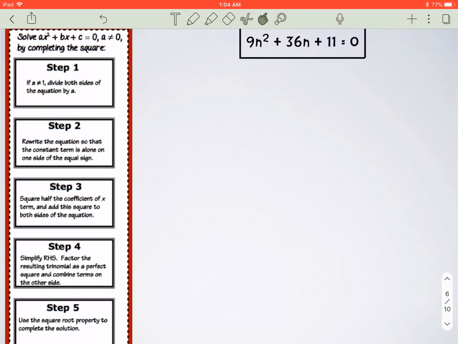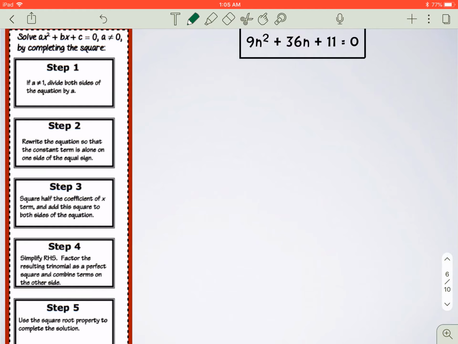Alright, next video on completing the square. This one says 9n squared plus 36n plus 11 equals 0. Our first step says if a does not equal 1, we need to divide the entire equation by a.